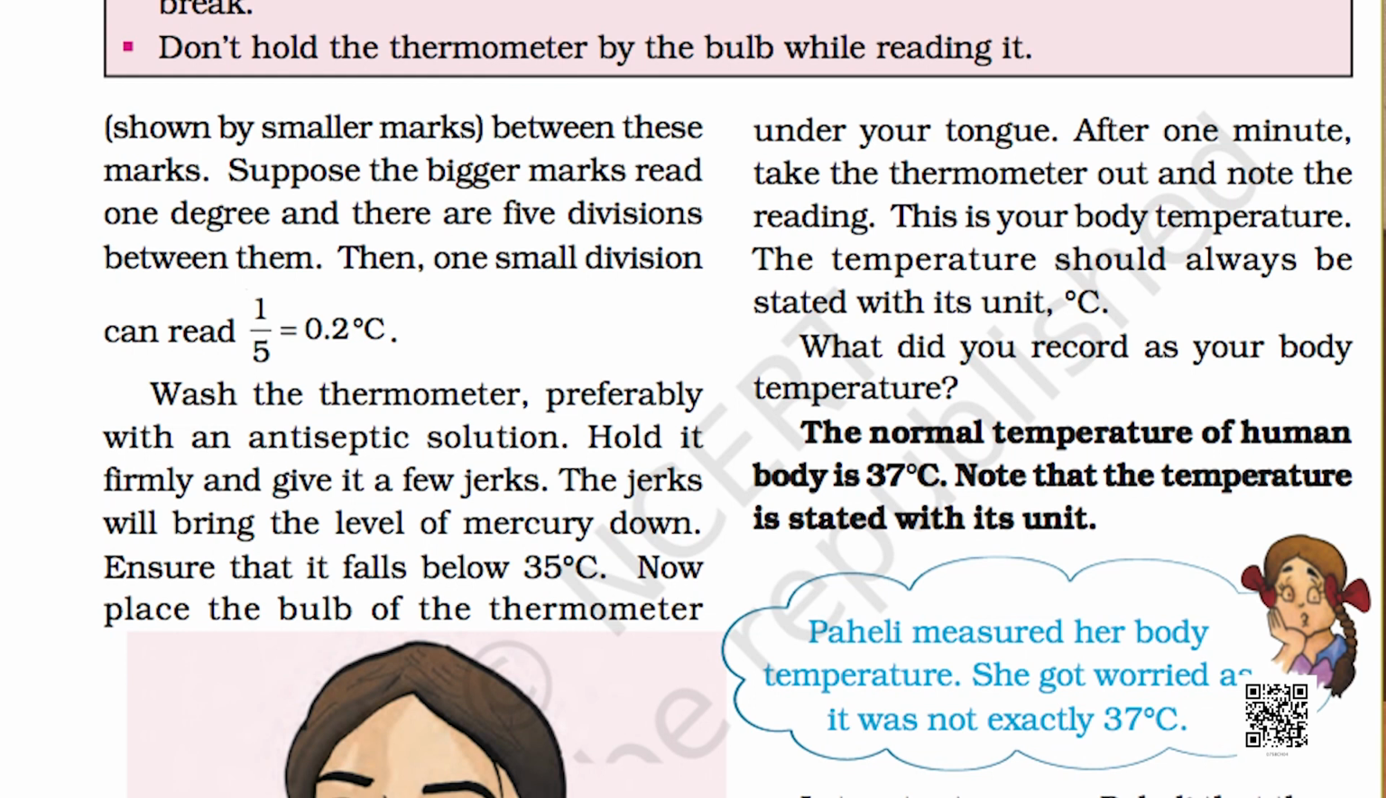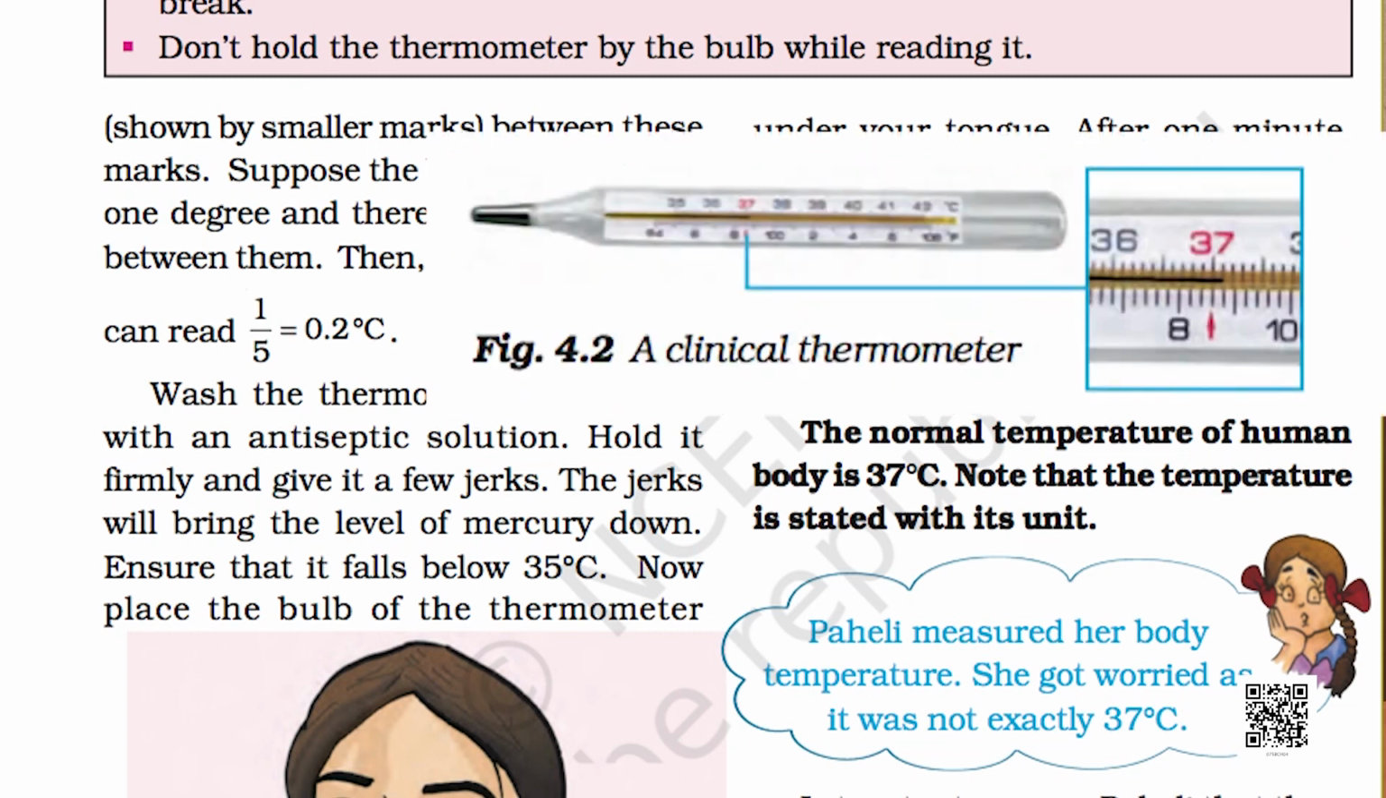Now place the bulb of the thermometer under your tongue. After 1 minute, take the thermometer out and note the reading. This is the temperature of your body. The temperature should always be stated with its unit, degree Celsius. What did you record as your body temperature?